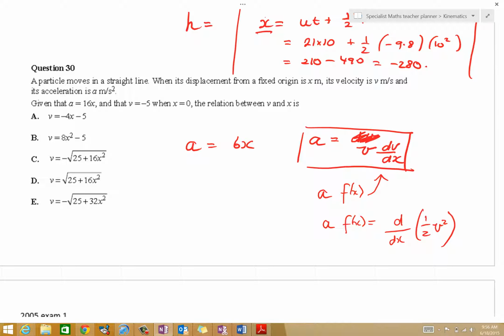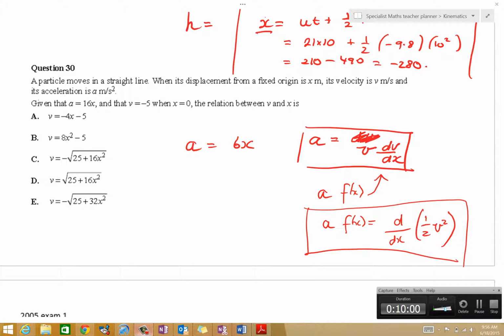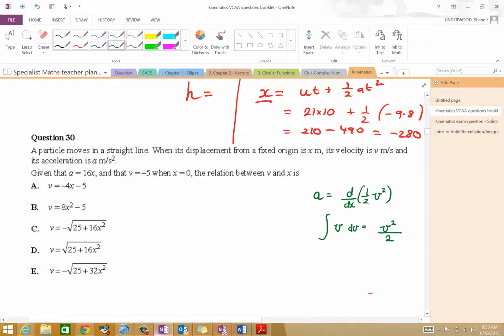So I'm going to pause this video, and now I want you to use that the acceleration, because it's a function of x, is equal to that. All right? Away you go. Resume there.